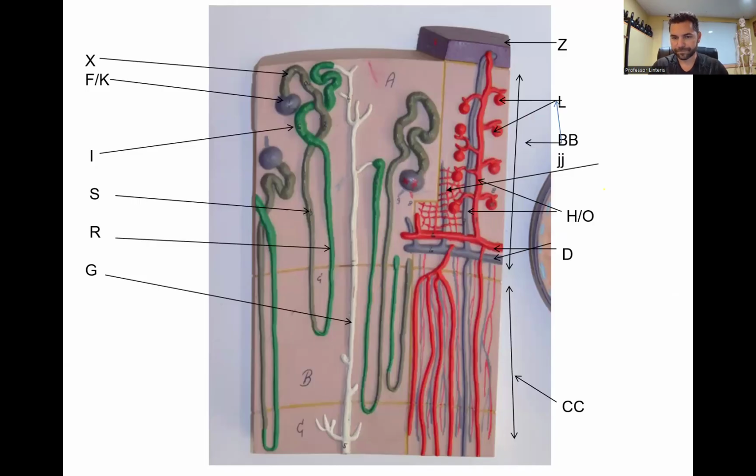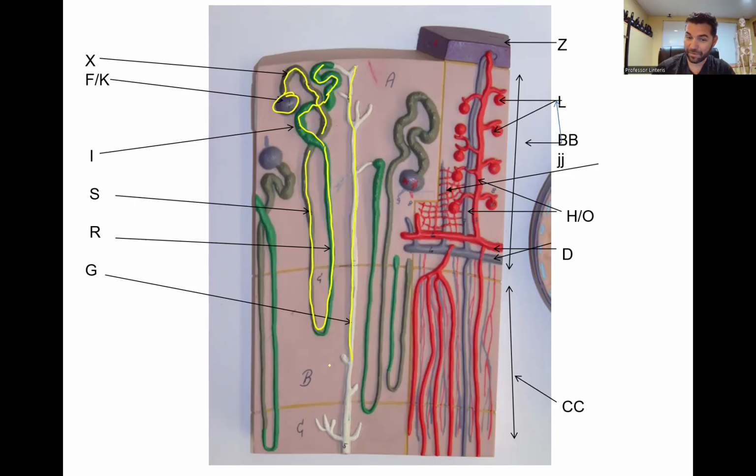And here, this is the model. This is a picture of the renal cortex. So what we're looking at here is a nephron, and I'll label some of them for you. This would be our Bowman's capsule. This would be our PCT. This would be our loop of Henle, descending and ascending loop. This would be our DCT, distal convoluted tubule. And this would be our collecting duct.